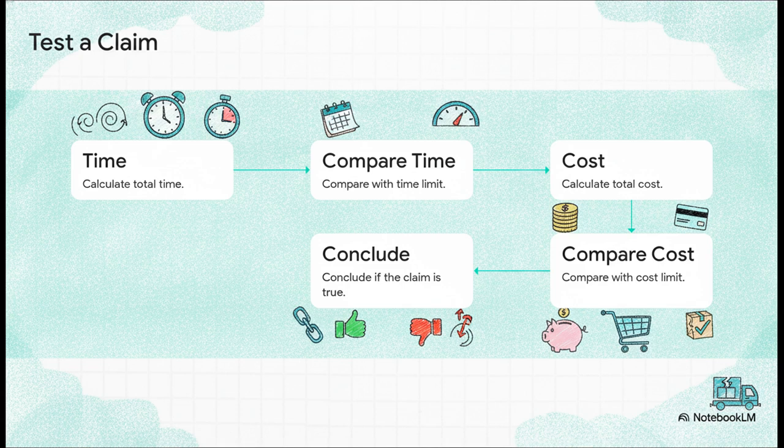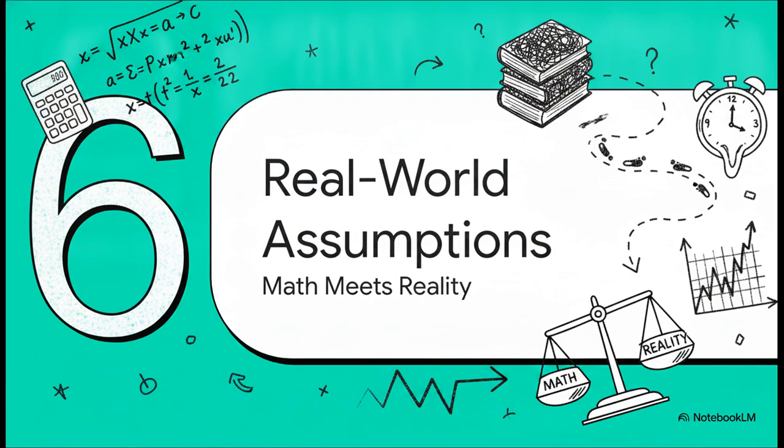It's a structured process. Keep in mind, if a claim has two conditions, it's only fully correct if both calculations satisfy the limits. If the cost is under $50 but the time is 3 hours, well, the claim is entirely false. Finally, Section 6, real-world assumptions and checks, when math meets reality.